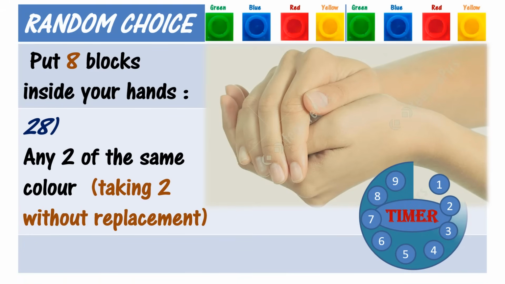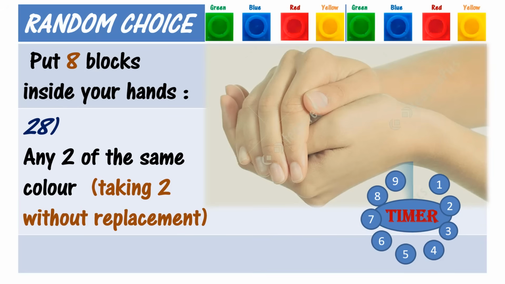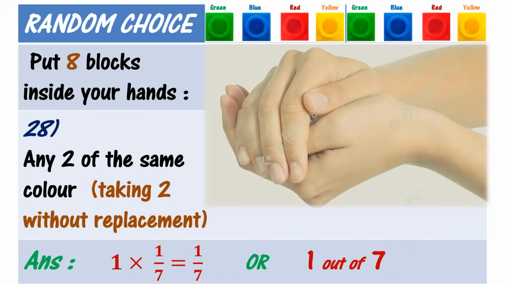Next question. Any two of the same colour? Again, we take it one by one. The first one, it's 1. I can take any colour. But the second one must match the first one. There'll be 7 blocks left, and only 1 of the first colour will remain when I come to choose the second. The answer is 1/7 or 1 out of 7.